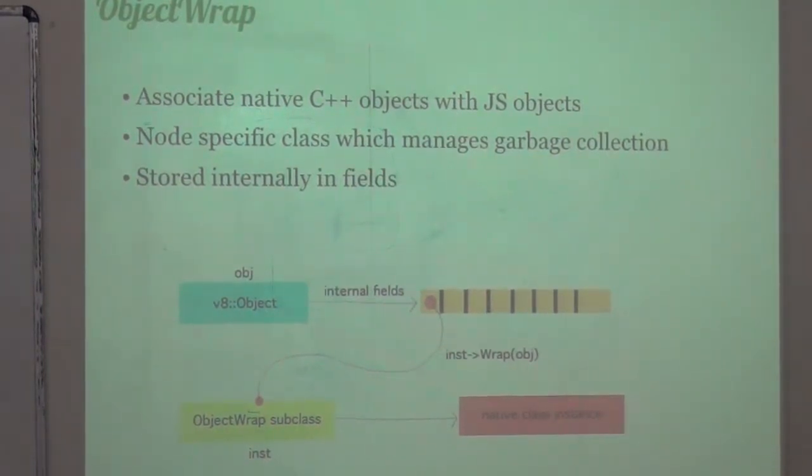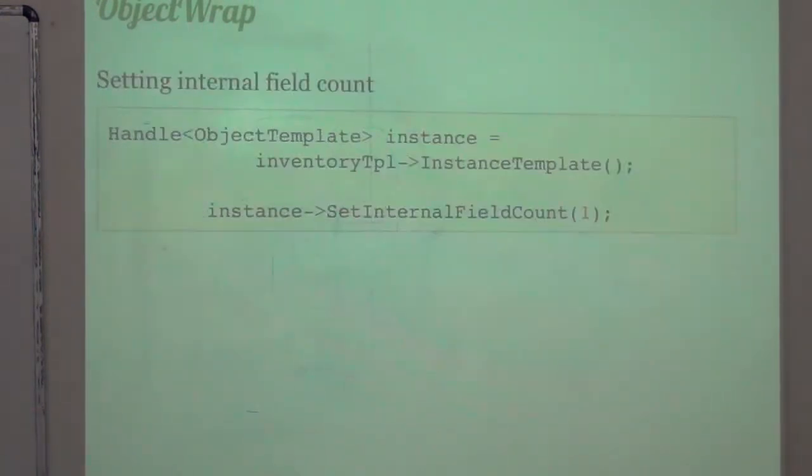And you could ditch ObjectWrap and just operate on the internal fields yourself, like InstanceTemplate SetInternalFieldCount(1), right? You need to do this because V8 by itself will not initialize any internal fields. So you need to tell it I'm using one field, two fields, three fields, and so on, right? You could do it manually.